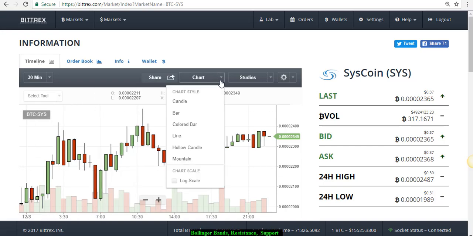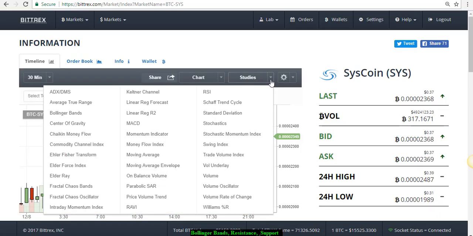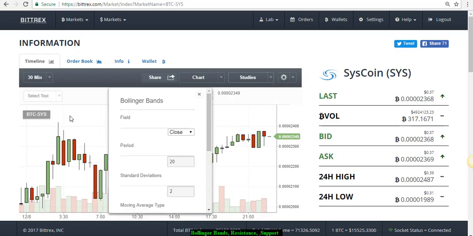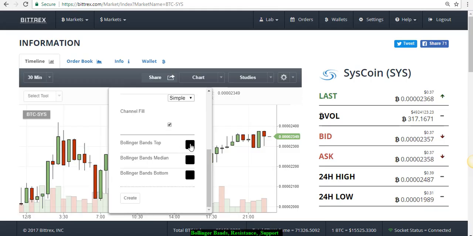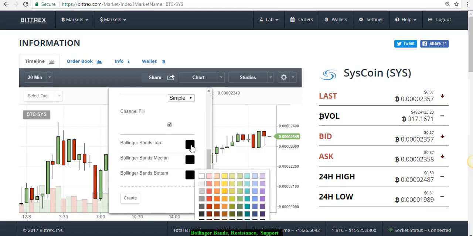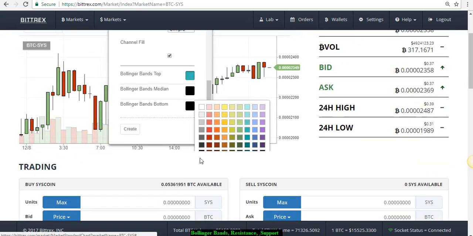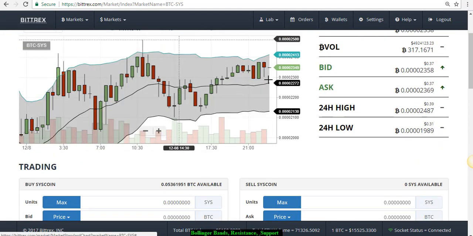Let's take a look at that. So when we click this chart, we've got a whole bunch of different things that we can do. Studies, I mean. And if we go to studies, we can click Bollinger Bands. What we want to do is change these. So we can change the color. Say we want the Bollinger Band top to be, let's do blue, and Bollinger Band bottom to be, let's just keep it black, and then we'll create it.